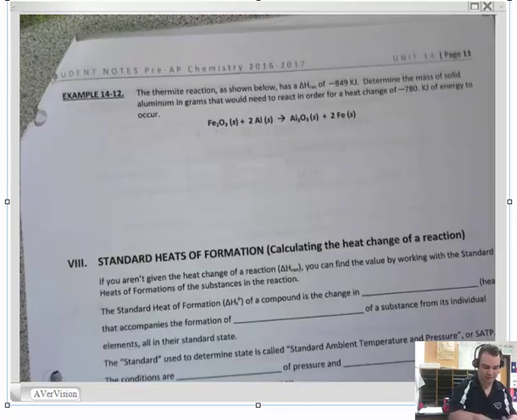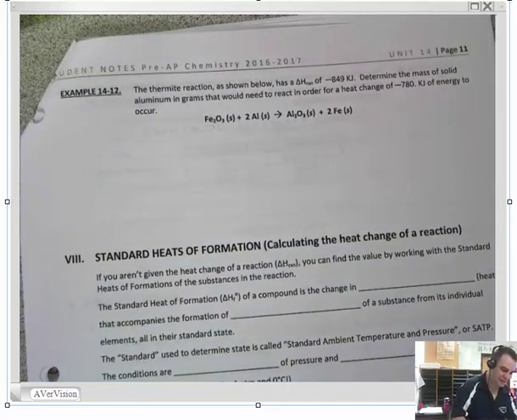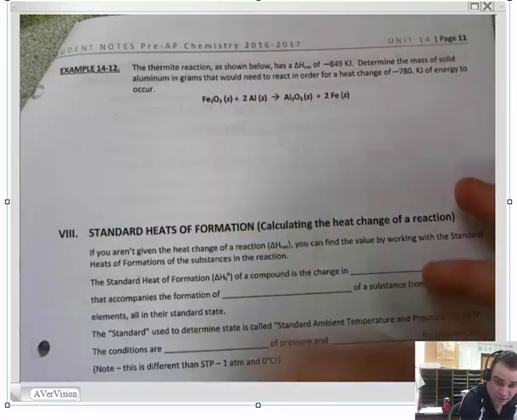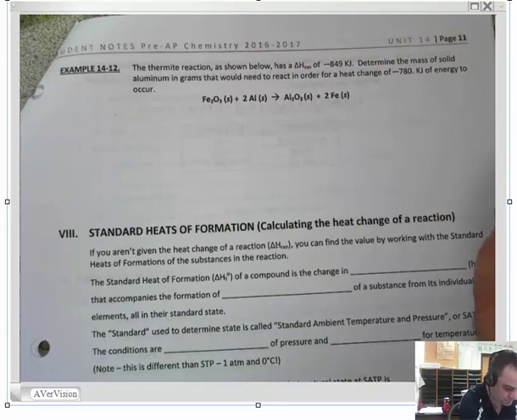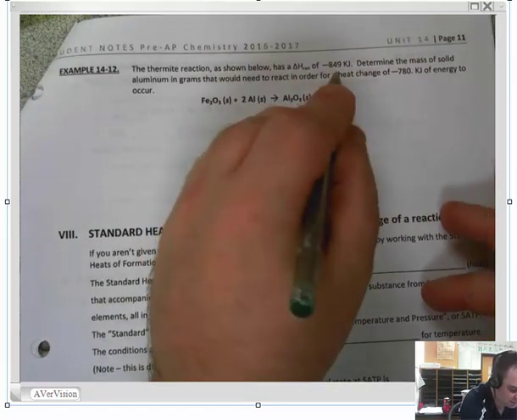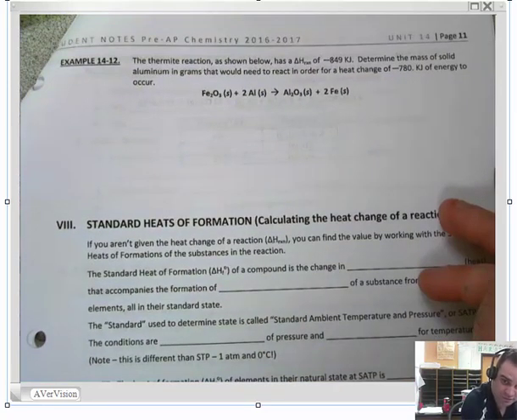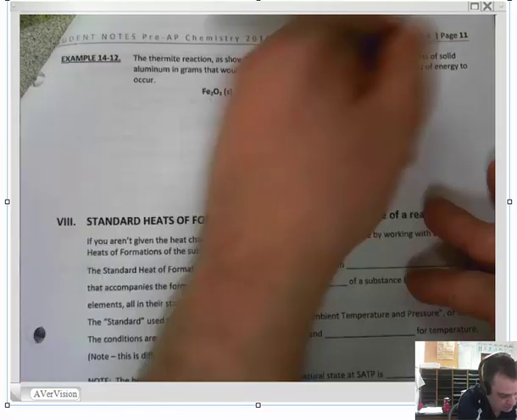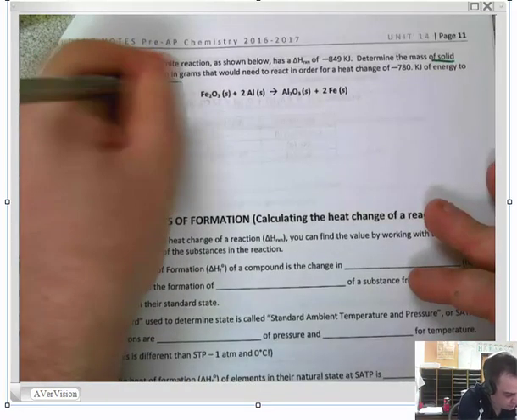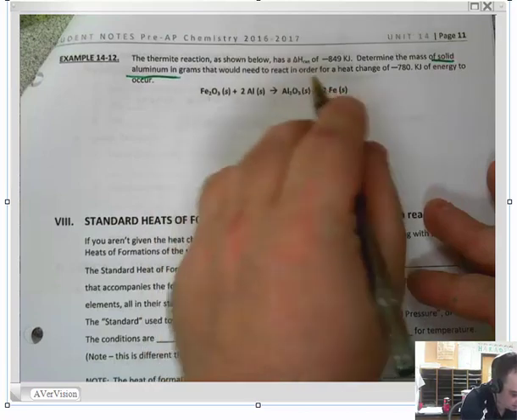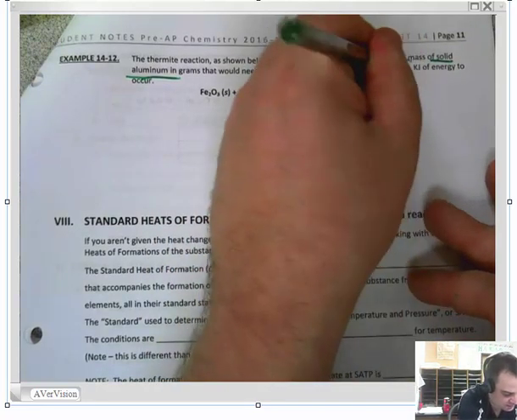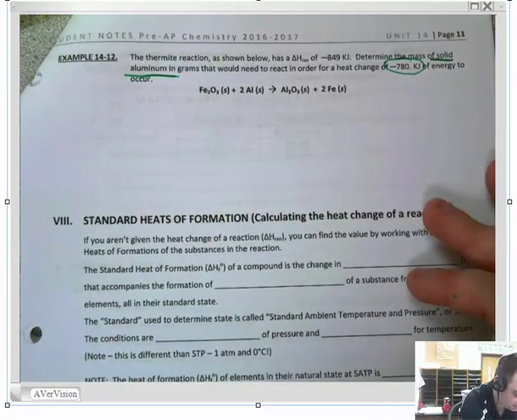Oh, the thermite reaction. Everybody loves a great thermite reaction, right? You know, it's one of those hot reactions that melts through everything, because it produces a lot of heat. Negative 849 kilojoules is a lot of joules. It's 849,000 joules. That's a lot of heat. Okay. Determine the mass of solid aluminum that would need to react to have a heat change of negative 780 kilojoules to occur.